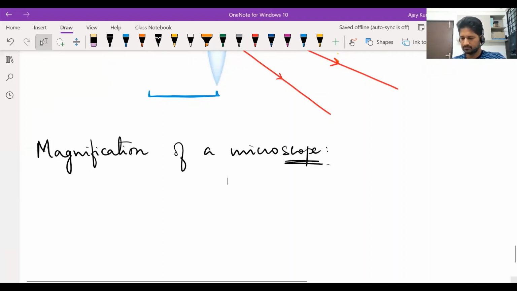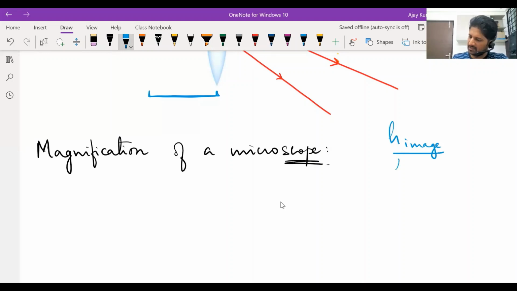V by U, sir. V by U is for a lens. For a mirror, it is minus V by U. But by definition, what is the formula of magnification? Generally, when we say magnification produced by a mirror or a lens, we mean height of image divided by height of object. That is what we generally mean by magnification. But when it comes to microscopes and telescopes, this is not the magnification we are interested in.